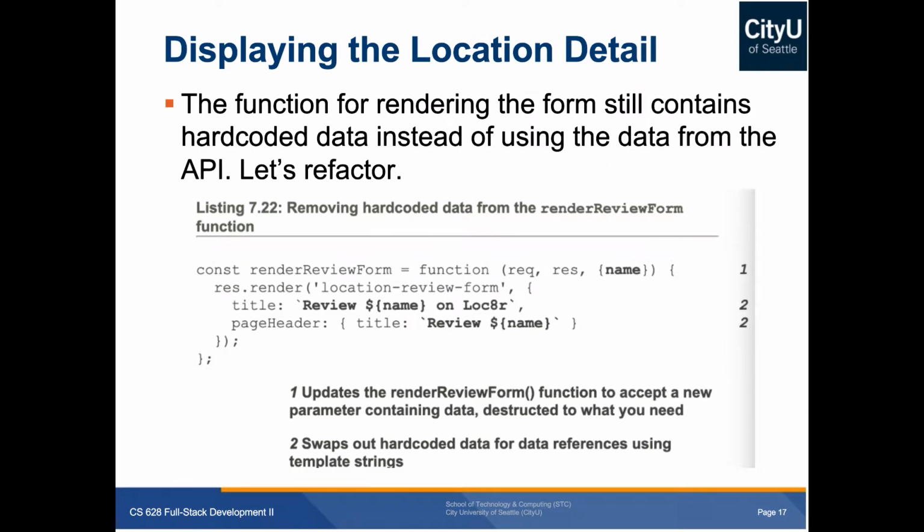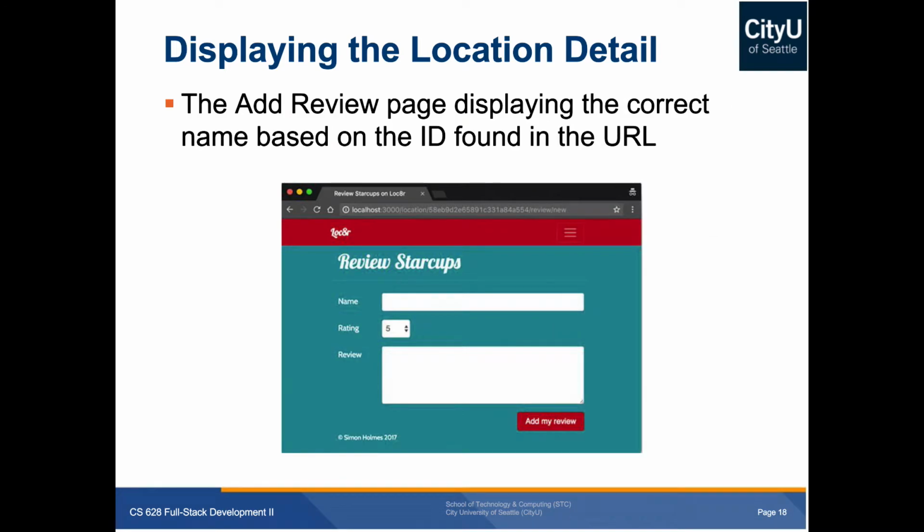So it still has some hard-coded data, so let's use data from the API. So review and then the location name, basically using the variable, not string interpolation. Now we have review star cups, and this would change dynamically if we review Queen Burger. If you click that add review, you would have review Queen Burger.